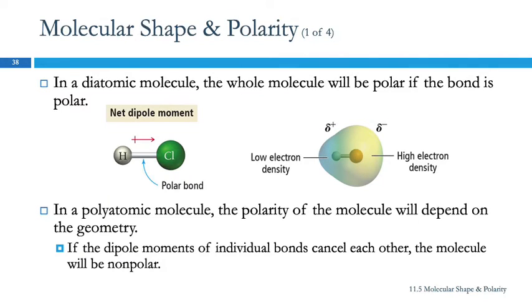Molecular shape and polarity. We talked about polar bonds. Here's an example of a polar bond. This is a diatomic molecule. It has two atoms. We have a hydrogen bonded to a chlorine. They are not the same, and so I would want you to assume that this is a polar bond. And indeed, chlorine is significantly more electronegative than hydrogen.